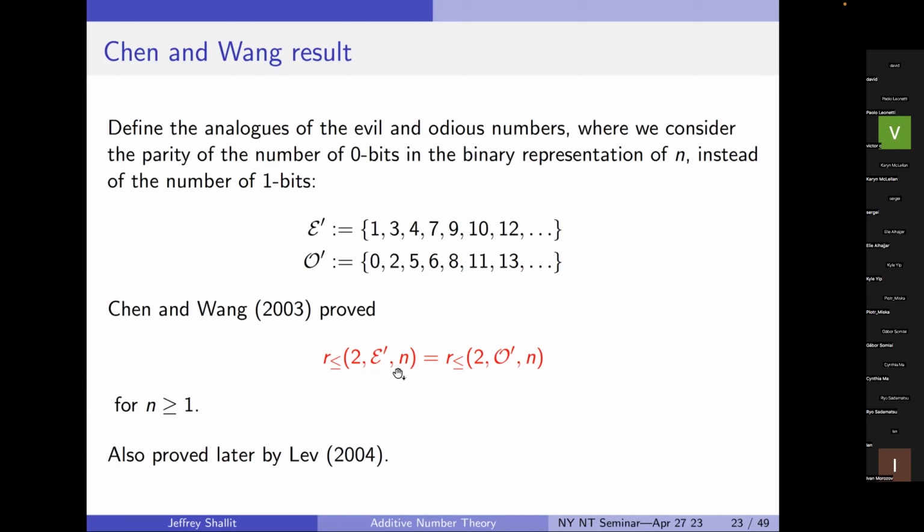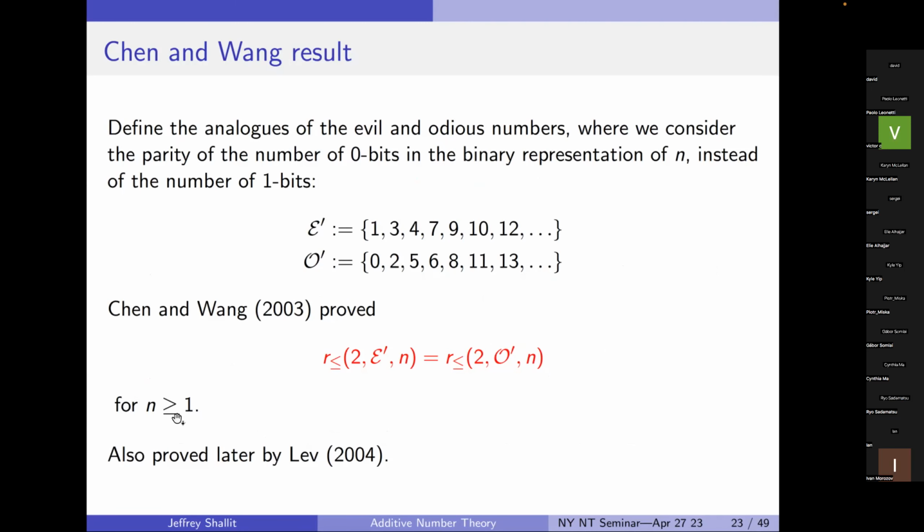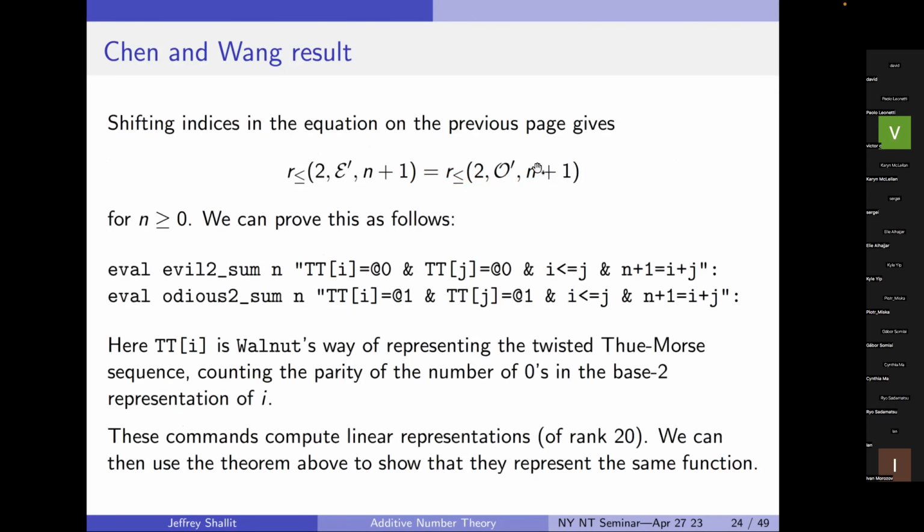And they proved the analog of this theorem. And this was also proved by Lev. And we can do it in exactly the same way. Because this theorem is only true for n greater than or equal to 1 rather than n greater than or equal to 0, we're going to shift the indices by 1 to get something that's true for all n greater than or equal to 0. And then we just do exactly the same thing. Here, TT is this modified, twisted Thue-Morse sequence, where we're counting the number of zeros in the base 2 representation of i.